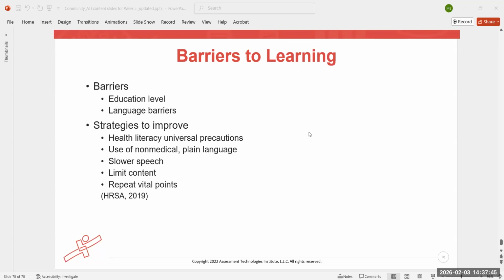Strategies to improve health literacy, like universal precautions. So asking and assessing everybody. Use those non-medical plain language, slower speech. Try to limit the content and repeat those vital points. Get the patient back. Say you have to initiate glucose monitoring with your patients. You're not going to sit down for an hour plus describing every little thing and saying, that's it. See ya. Good luck. Hope it all works out. You're going to follow up. You want to see them again. You're going to give them goals and you're going to give them a number to call and resources if they need help.